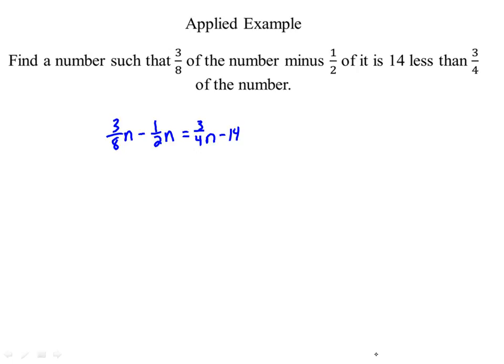Alright, see if you can solve this one. So, again, we're going to multiply through by 8, but like I said, if you chose 16, 24, any multiple of 8 would have worked. So, for the first one, did you come up with 3n? Minus 4n? And then 6n? And then whatever 8 times 14 is? Thank you.